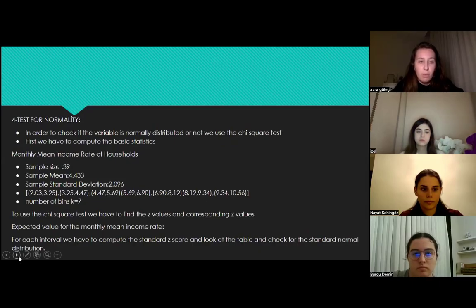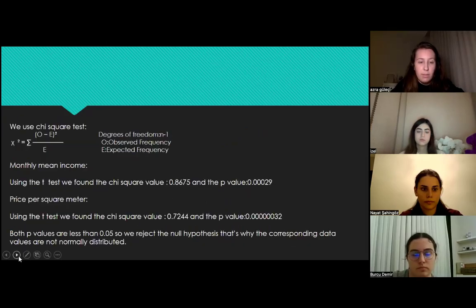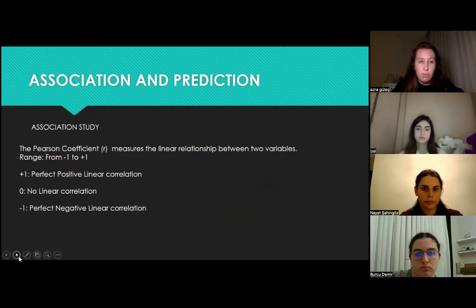So the fourth test is the normality test. When we do the calculations, we can go on with the next slide. We can see that the p-values are less than 0.05, so we reject the null hypothesis. So they are not normally distributed.